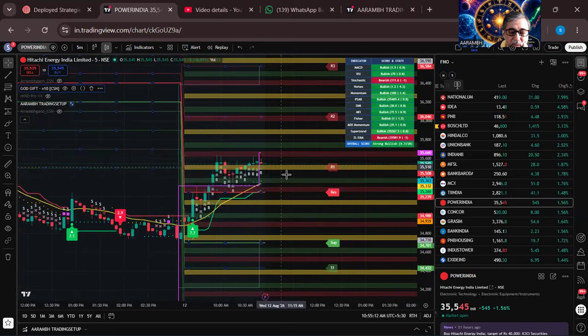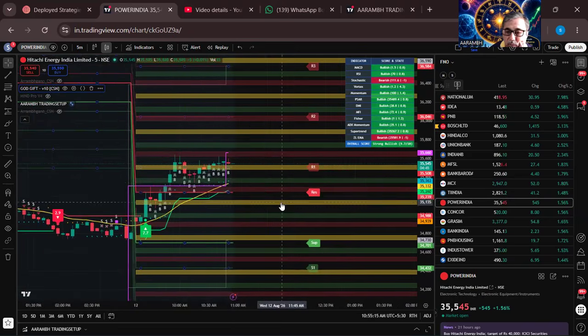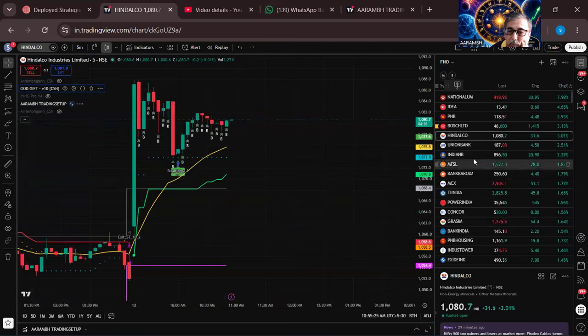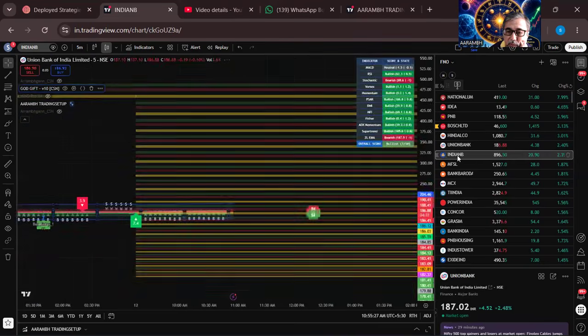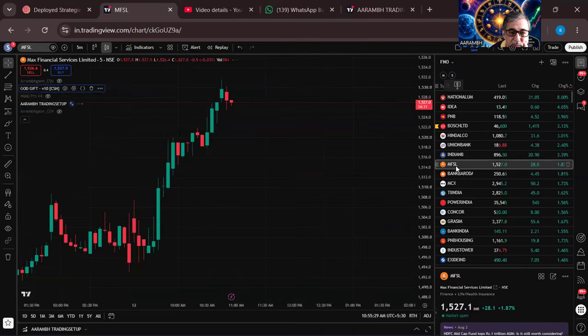So below the pink line, don't take any short. Okay. So you exit using the pink line. So in 5-minute time frame. Okay. Now if I talk about any other stocks which are trending, Hindalco. Okay. Hindalco also sideways. Indian Bank, MFSL.